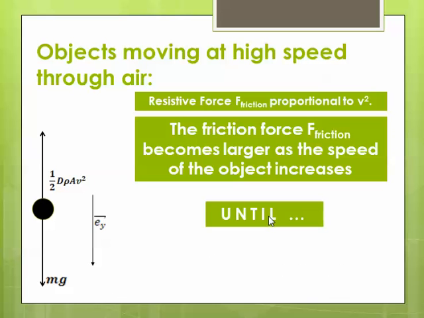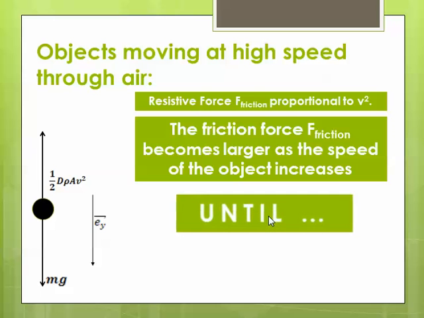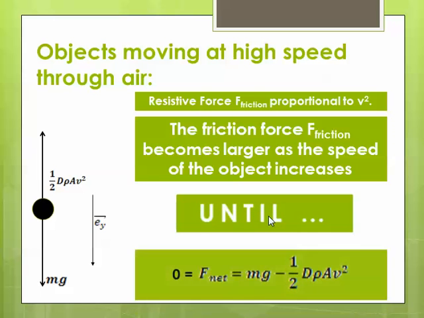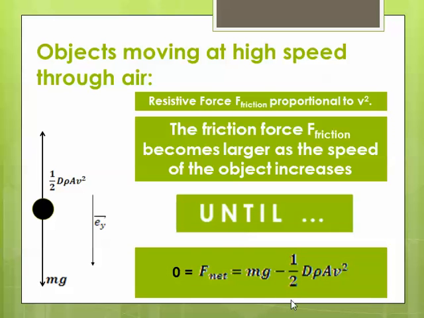So the friction force becomes larger as the speed of the object increases until the friction force is as large as the weight. And if I take away the friction force from the weight, then I arrive at 0. So this means there is no net force acting on the body anymore. What happens then? No force acting on the body.